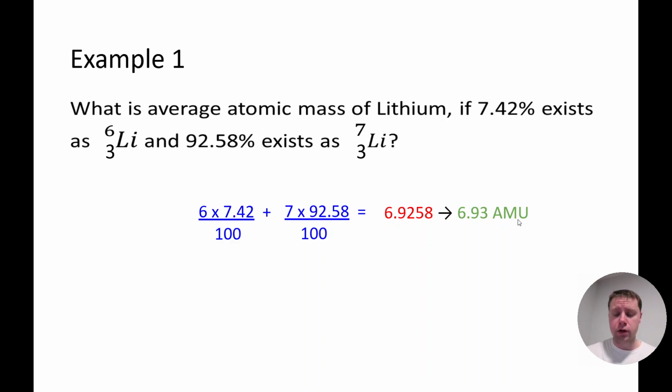Okay, and that's it. That's all you have to do. So it should be nice and easy. Just use the information in the question, put it into the formula, solve it with the calculator the way it's kind of written out, round it to 2 decimal places, and then put a unit AMU on it. Okay, so let's try the next one.